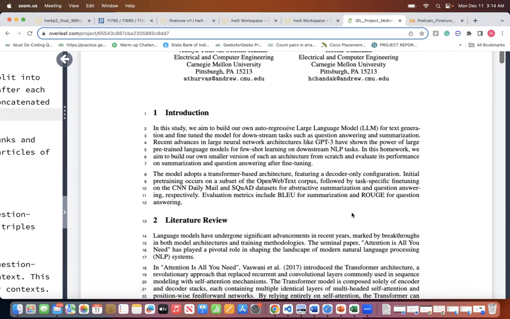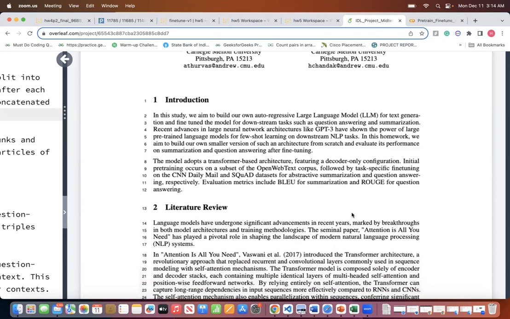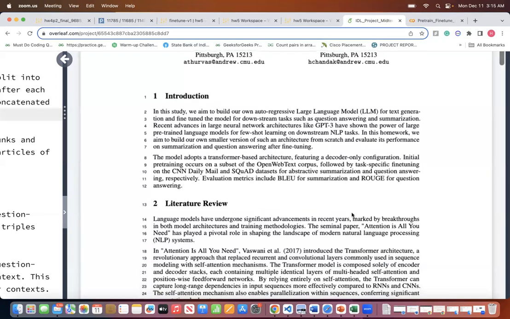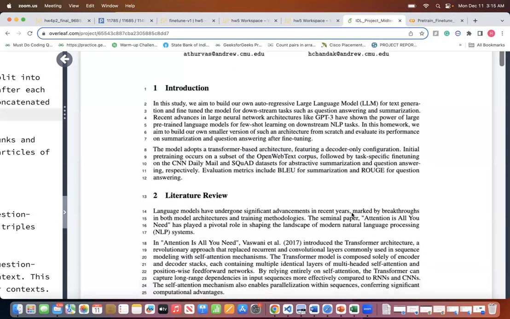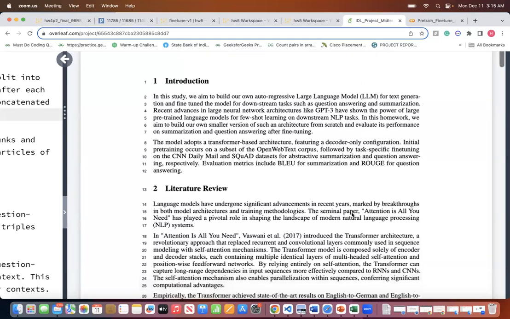For the pre-training, we're using the OpenWebText corpus, which was downloaded from Hugging Face datasets. For fine-tuning, we have selected two tasks: abstractive summarization, not extractive, and question answering. These were done using the CNN Daily Mail and the SQuAD datasets respectively. We evaluated our model's performance using BLEU and ROUGE scores.